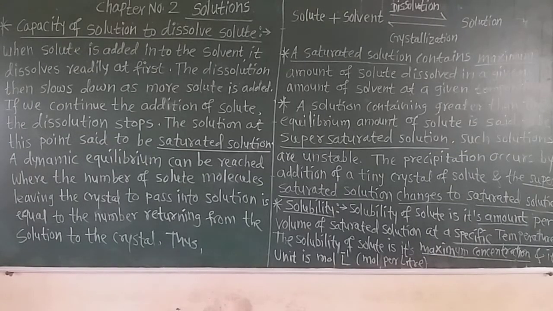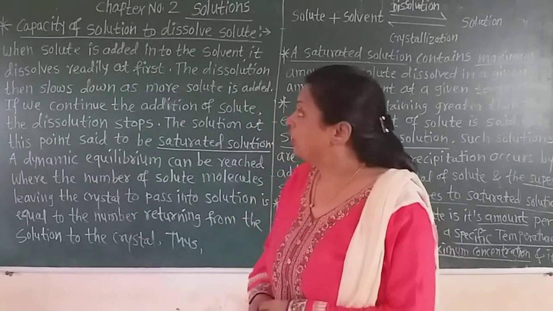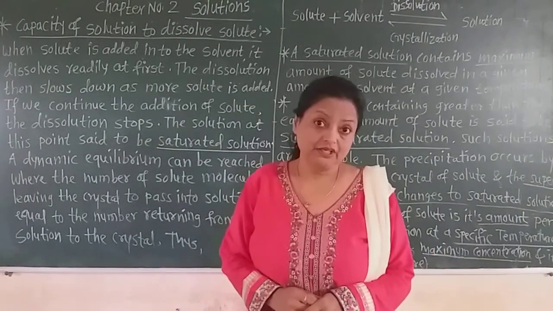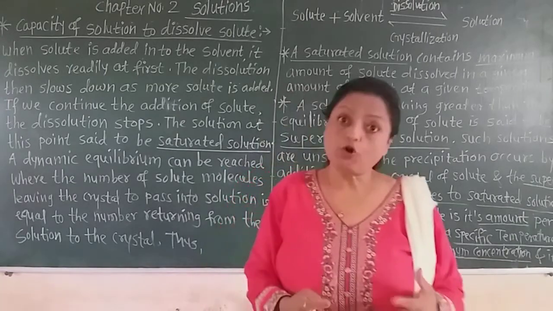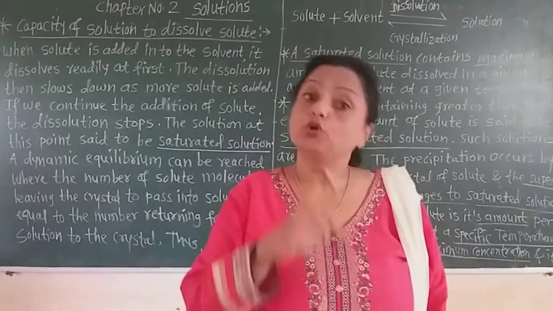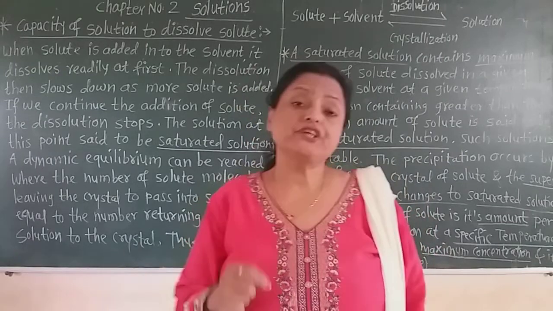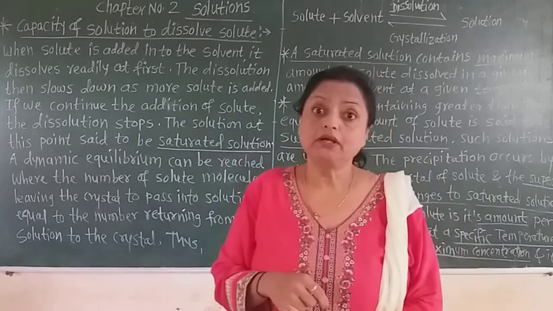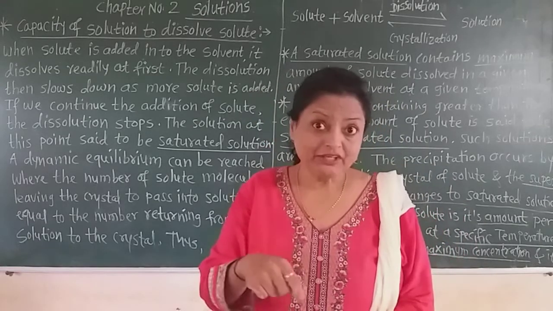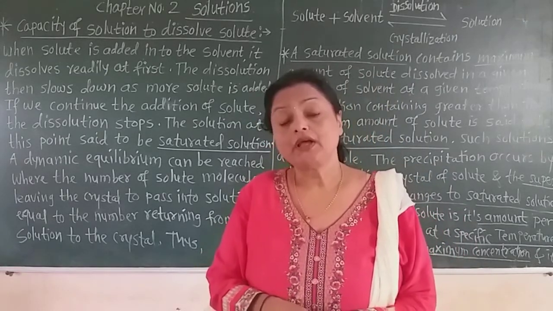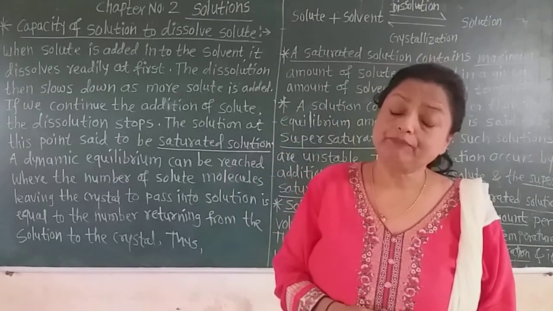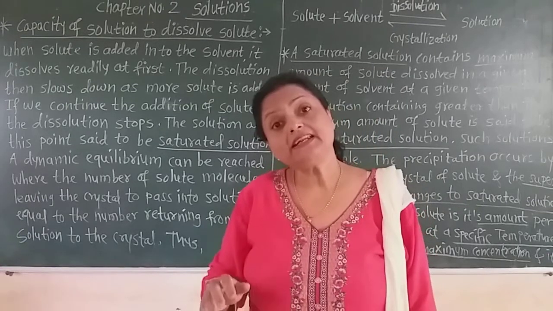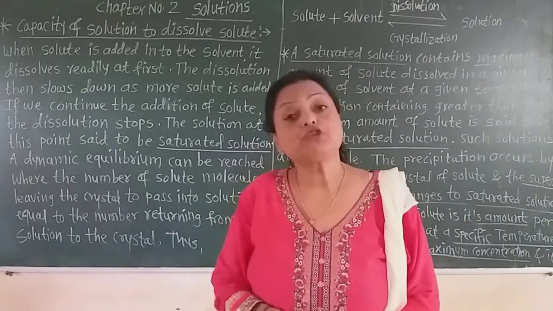Now pay attention students on the blackboard. Now, the capacity of the solution to dissolve the solute. There is always a capacity or limit of the solution to dissolve the solute. At first when we add the solute into the solvent, what happens? The solute dissolves readily, very fast into the solvent, and a solution is formed. If we add more solute, even then it dissolves into that solvent.